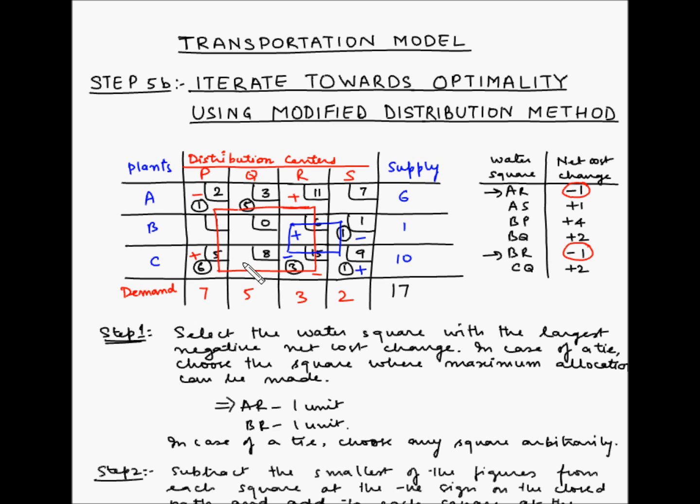Now for AR, the smallest of the figures at the negative sign on the closed path is 1. So the new allocation at AR becomes 1 because this has a plus sign. The new allocation at AP becomes 0 because this has a negative sign. At CP, the allocation becomes 7 because this has a plus sign. And at CR, the allocation becomes 2 because this has a negative sign.